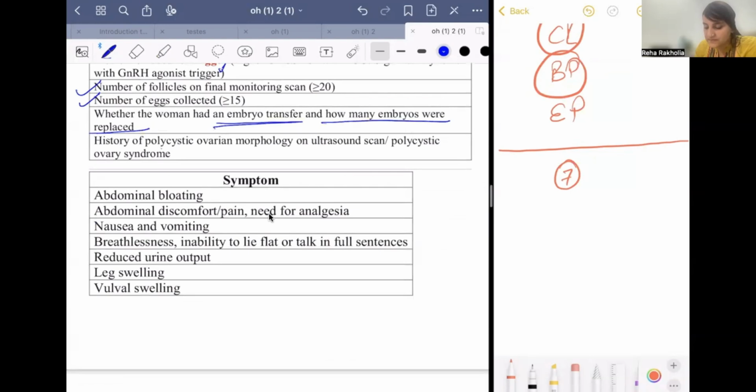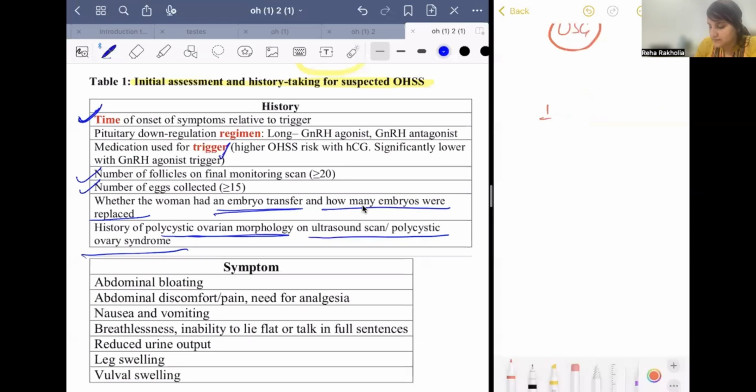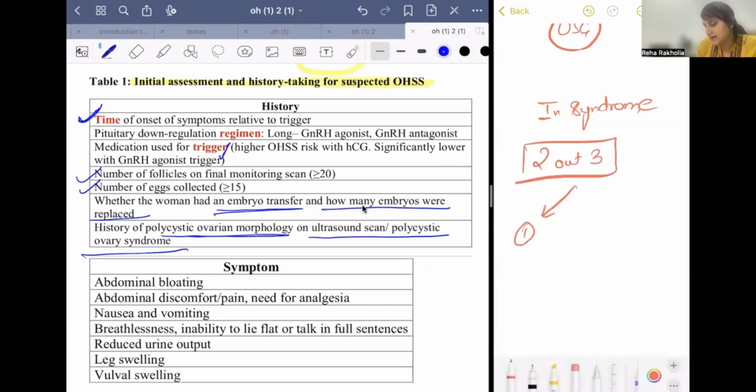We'll ask about PCOM morphology on ultrasound scan or PCOS. What is the difference? Morphology only tells about the USG scan, while in the syndrome, 2 out of 3 things should be there. First is oligo-anovulation. Second is hyperandrogenism, which can be clinical or biochemical. Third is PCOM morphology on ultrasound.